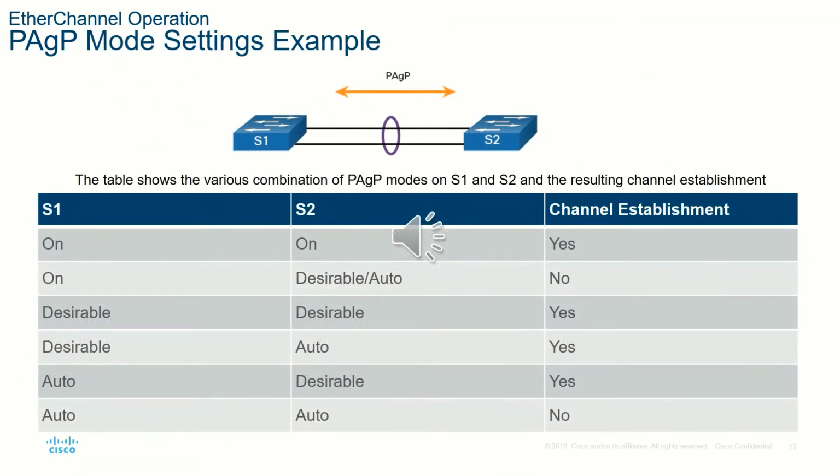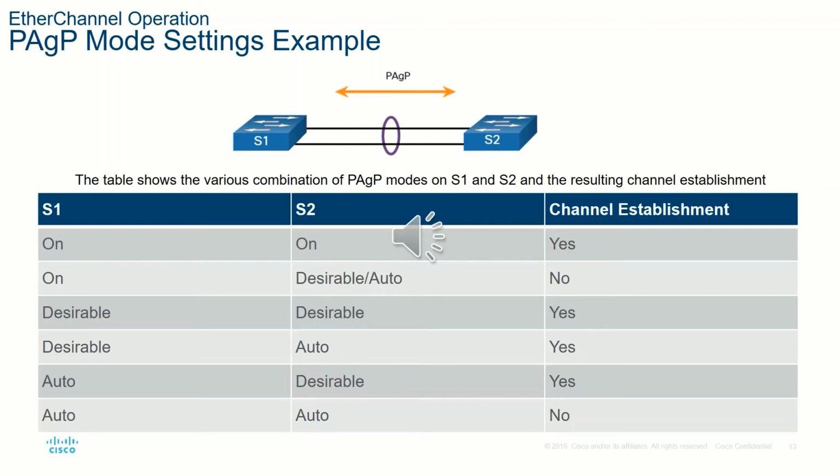Let us look at the table. The table shows various combinations of PAgP modes on switch 1 and switch 2 and the resulting channel establishment. For example, we have switch 1 and we have switch 2. Both switches are connected. We are going to establish the EtherChannel between these two switches. So we are going to use the PAgP protocol to establish the EtherChannel.